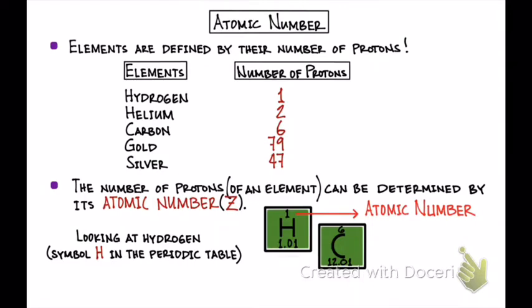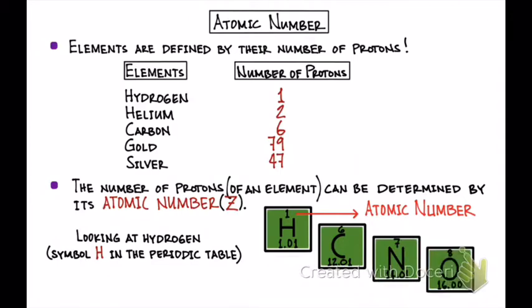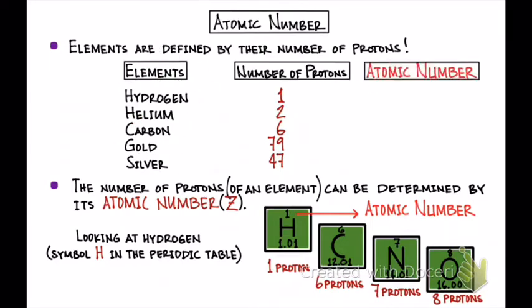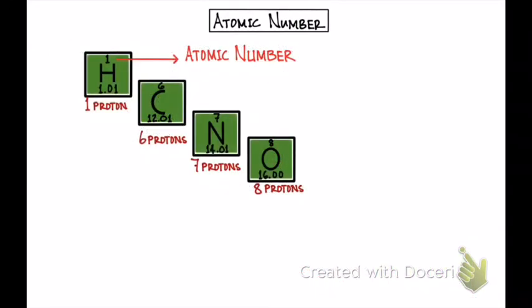And so hydrogen has an atomic number of 1, carbon has 6, nitrogen has 7, oxygen has 8. And so by simply looking at an element's atomic number, you'll be able to identify how many protons there are for that specific element. So in this case, hydrogen has 1 proton, carbon has 6, nitrogen has 7, and oxygen has 8. We can also list the atomic number for the elements shown here. Again, hydrogen would have an atomic number of 1, helium has 2, carbon has 6. Basically, it matches the number of protons. So gold has 79, silver has the atomic number 47. So an element's atomic number can tell us how many protons there are for that specific element.